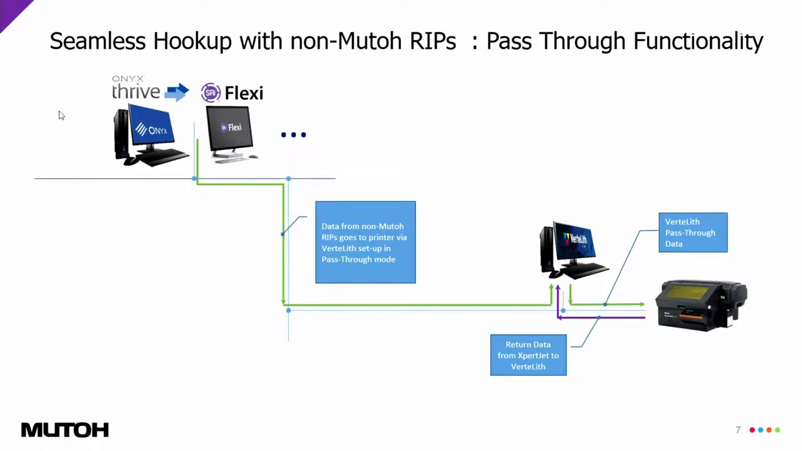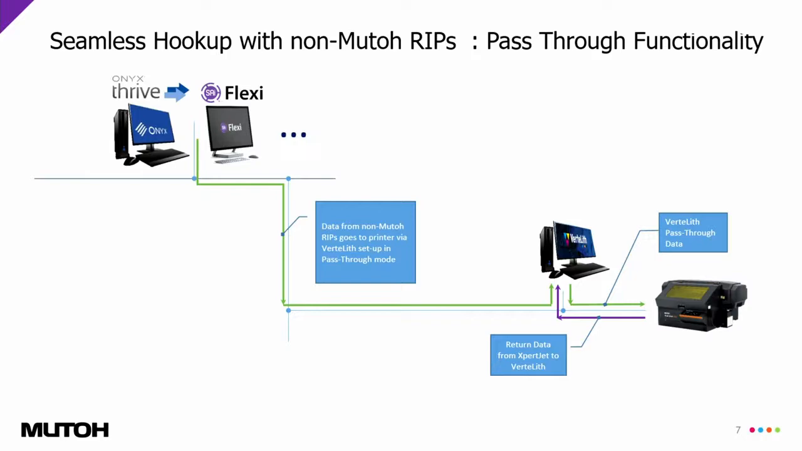Maybe first another word on the connection with non-Mutoh RIPs. So there is an existing workflow. I gave here the example with our other two software for the solvent printers, Onyx or FlexiSign, but basically any RIP that is on the market you will be able to combine. The data and the driver and all the setups will remain the same. The only difference is that rather than sending the data directly to the printer, it will be treated via the workstation which is running the VerteLith software.